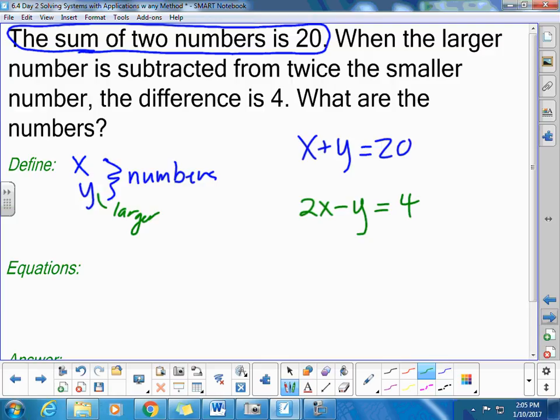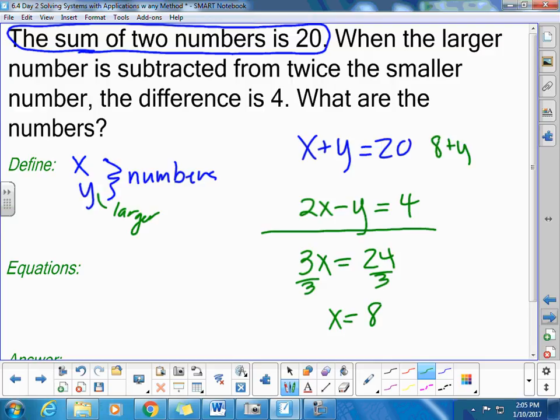It looks like if we add them together, one cancels out. So I'm going to add them together. I get 3x equals 24, because my y's are gone. Divide by 3, and we get x equals 8. So if 8 is one number, I'd get 8 plus y equals 20, and I'd get y equals 12.